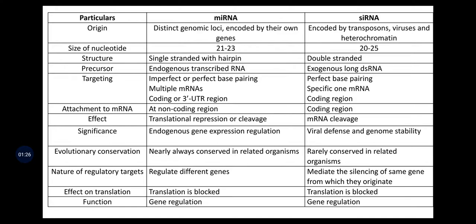miRNA targeting is imperfect or perfect base pairing. Multiple mRNAs having coding of 3-UTR regions. That means pairing is imperfect in miRNA, but perfect base pairing is required for siRNA. Specific to one mRNA and coding region is there. Coming to the attachment of mRNA, in miRNA, non-coding region it is attached, and in siRNA it is attached to coding regions.